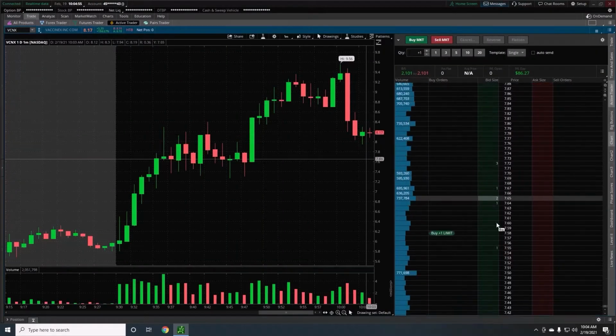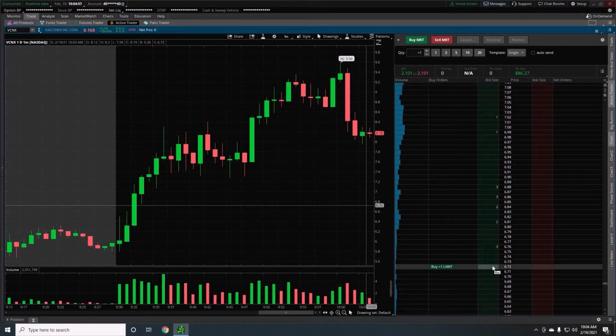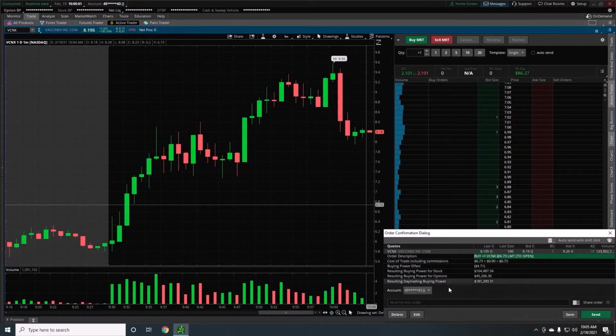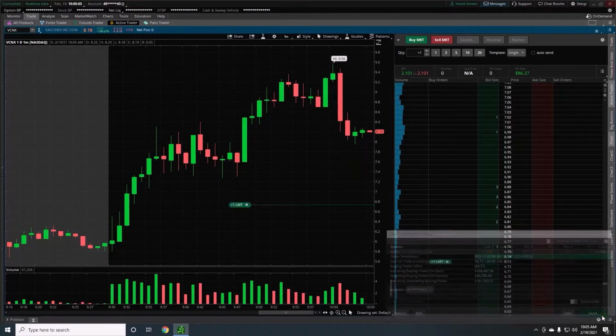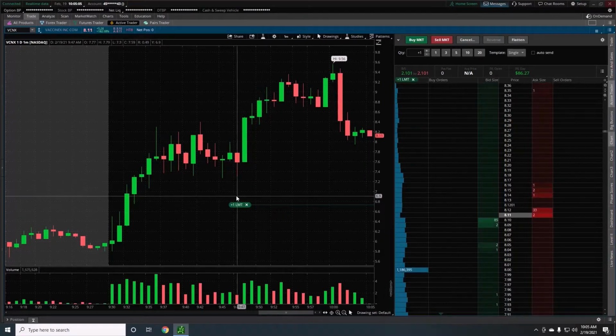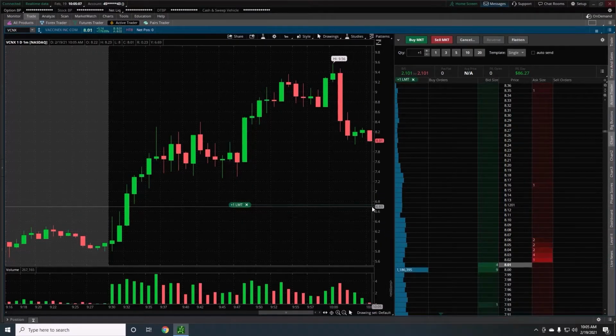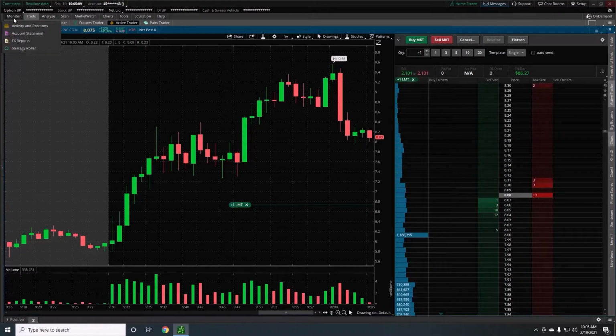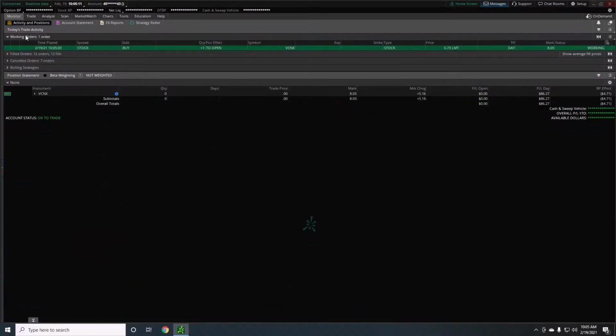So I'm going to go to low price here. I want to put an order and say, I want to buy one share at 673. Just hit send, hit confirm, send. Now you see it popped up here, and it says if it hits 673, it's going to buy a share. Now, if you come over to monitor again, now it's a working order.